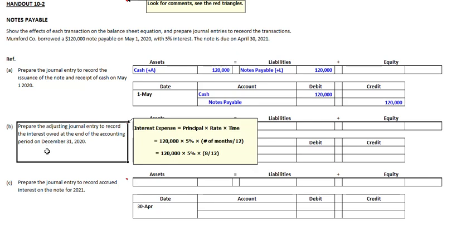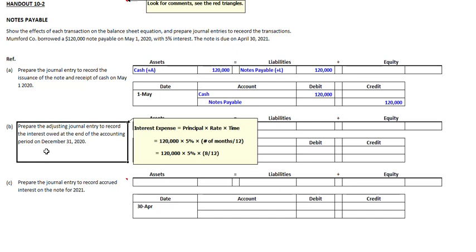We take the face value of the note of $120,000 and multiply it by 5%. If we did that, we would find our annual interest on the note is $6,000. $6,000 divided by 12 months would be $500 per month. We borrowed the money on May 1st, so we've had the money for 8 months. 8 times 500 is $4,000.